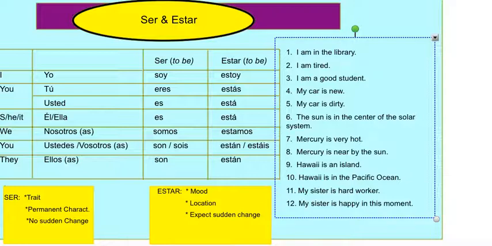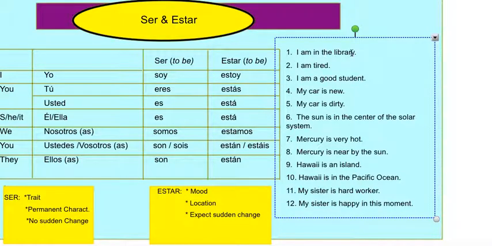Let's start with this part in which you have here the conjugation. Ser: yo soy, tú eres, usted es, ella es. Estar: yo estoy, tú estás, usted está, ella está. Here in these two boxes are the uses that we are going to use. Okay, pay attention. Ser: trait, permanent characteristic, not sudden change. Estar: a mood, a location, unexpected change. Okay, let's read the sentences and then we are going to use the yellow boxes.